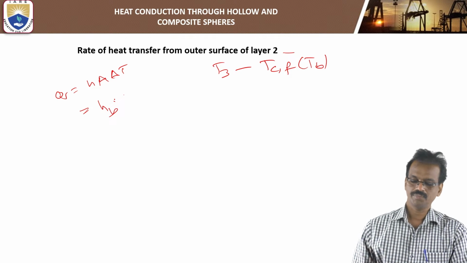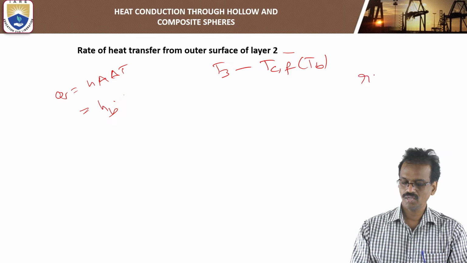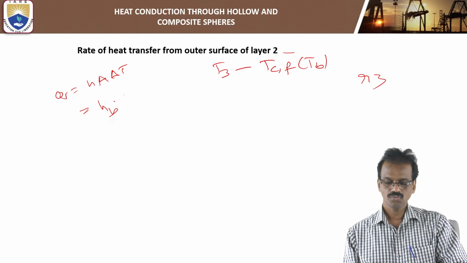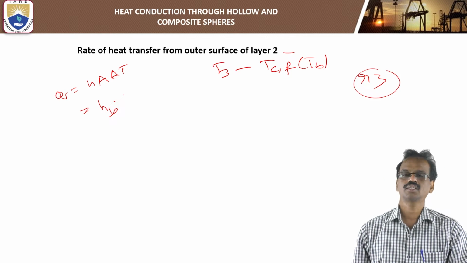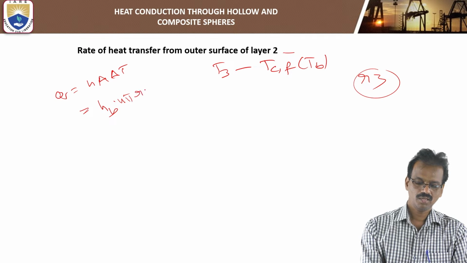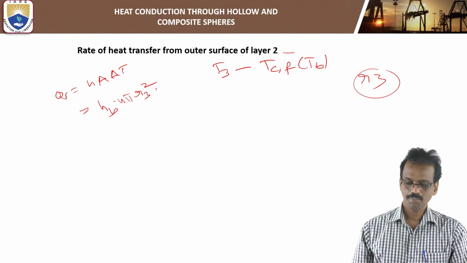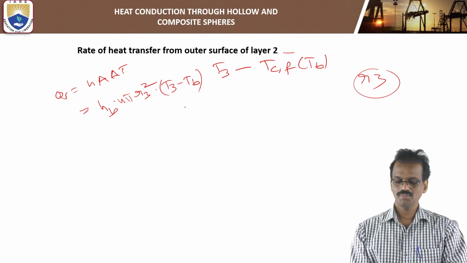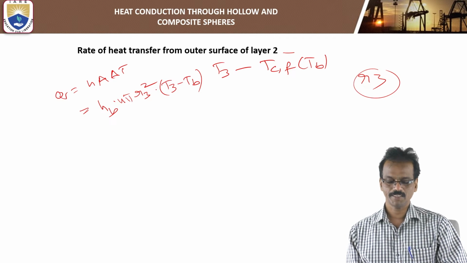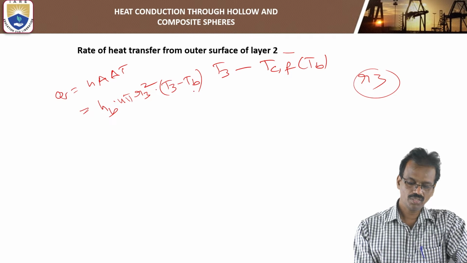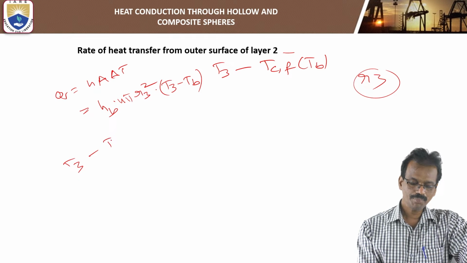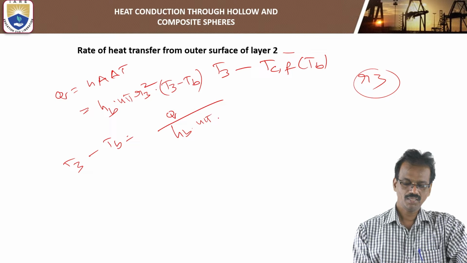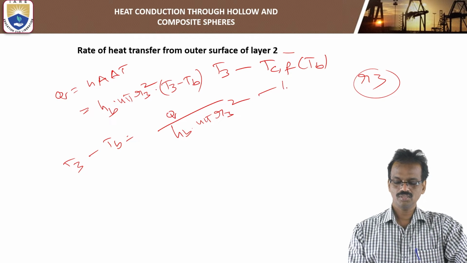Next, the area. Outer radius, with respect to R3, how to write? From the outer surface to atmospheric conditions, you have to consider R3. So the formula is equal to 4 pi R3 square into the temperature difference, which is T3 minus TB. TB is nothing but the cold fluid temperature. So this is the formula. Then you can rewrite it: T3 minus TB is equal to Q by HB into 4 pi R3 square. This is equation 4.